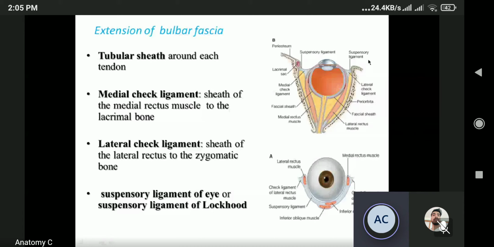So the medial check ligament: from the sheath of the medial rectus muscle to the lacrimal bone. You can see this is the medial rectus muscle. From here, it extends up to the lacrimal bone. So this is the medial check ligament. Similarly, you can see the sheath of the lateral rectus. From here it extends and attaches to the zygomatic bone. So this is the lateral check. Another is the suspensory ligament.